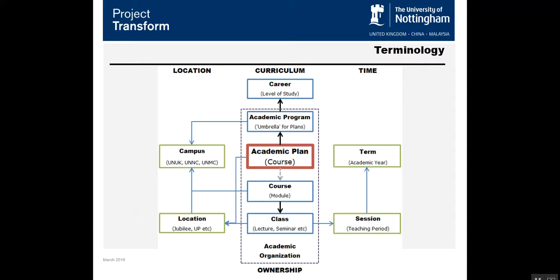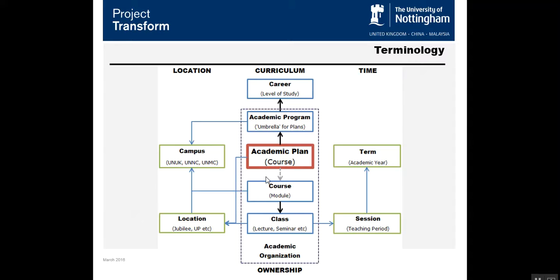Academic plans are linked to academic programs. It's an additional record, a parent record to the plan in Campus Solutions. This holds additional information for the plan. So it holds information such as the administrative owner of the plan, and it also links the plan to a career. A career is the level of study of that plan. So undergraduate, postgraduate taught, postgraduate research. It also links the plan to a campus, the owning campus. So UK, China, or Malaysia.